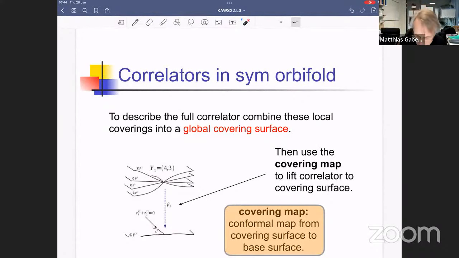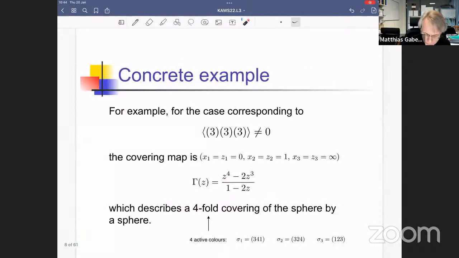But before I get to that, let's review the example we were thinking about, the example of the 333 field. What would the covering map look like in that case? And what I claim is that the covering map would be given by this formula. So gamma of Z is a map. So what is this? There's a sphere here, which is the Z sphere. There's a sphere here, which is the X sphere. There's a map which goes down, gamma of Z.